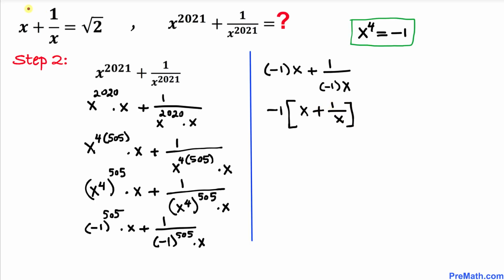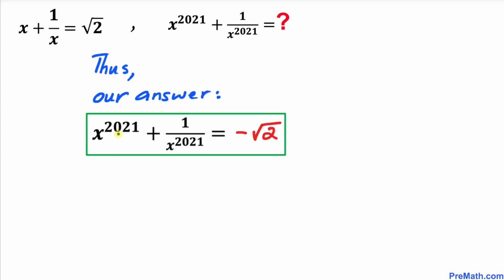But we know that x plus 1 over x equals square root of 2. So I am going to replace this by square root of 2. So this could be written as -1 times square root of 2, or simply our answer turns out to be negative square root of 2. So the value of this expression turns out to be negative square root of 2. Thus the value of x to the power 2021 plus 1 divided by x to the power 2021 turns out to be negative square root of 2.